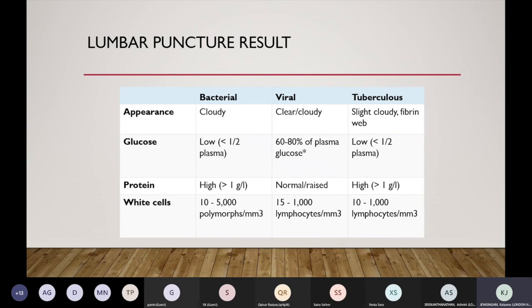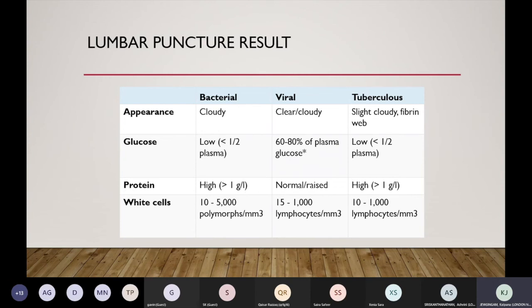Protein level: because bacteria is very active, it produces a lot of protein. So in bacterial infection, it's high. In viral infection, it could be normal or raised. White cell count, again, is high. In bacterial infection, you usually see polymorphs. In viral and tuberculosis, you see more lymphocytes. That's lumbar puncture.